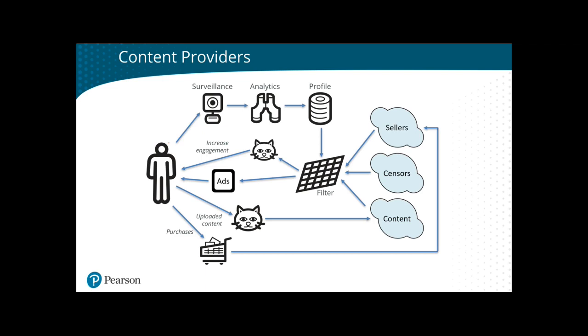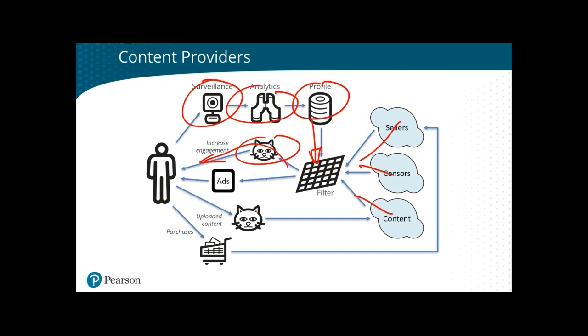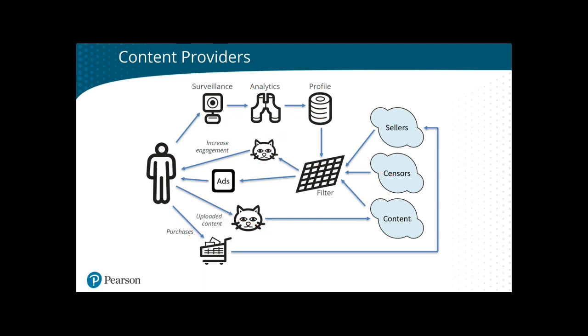But this is the basic process for a content provider: they're going to use surveillance and analytics to build a profile that is then used to build a filter that directs censors, content, and sellers through this filter to increase your engagement with funny cat videos, and take your uploaded content and feed it back into the filter for other users, and then purchases. These people are primarily focused on what you might call, I still spelled it wrong, didn't I?